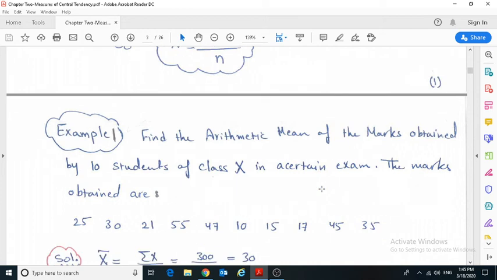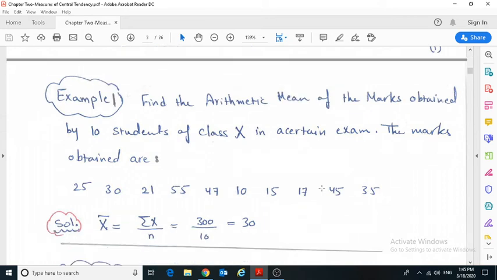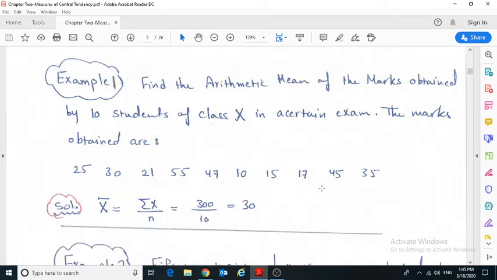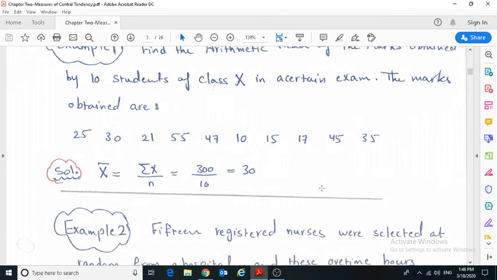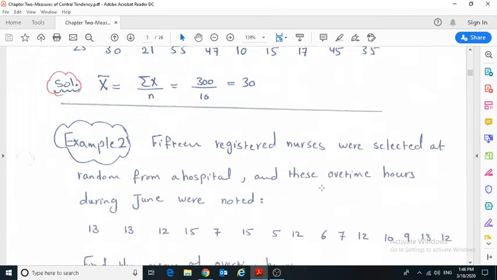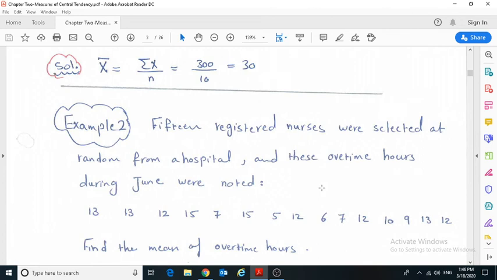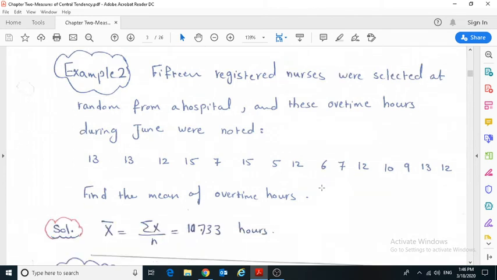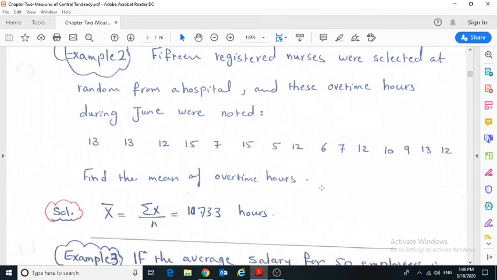First example: find the arithmetic mean of the marks obtained by 10 students of class X in a certain exam. We have 10 values here. X bar is equal to sigma x over n, which means add these numbers and divide by 10. Example 2: like example 1, add these values and divide by the total number of values.